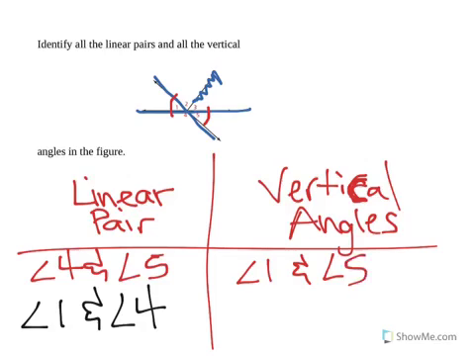Now, angle 4, if 2 and 3 were one angle, then that could be a vertical angle pair, but we have 3 angles that are being involved, so they cannot be classified as vertical angle pairs. Okay, so the only vertical angles on there are 1 and 5.